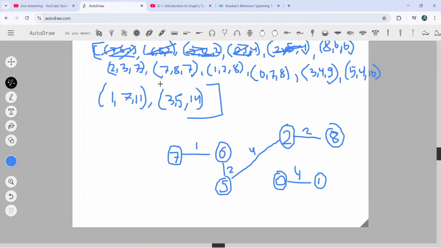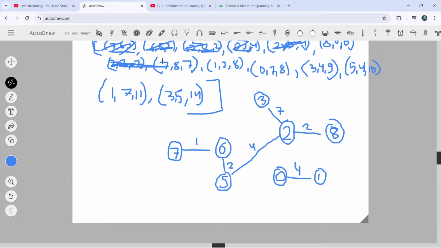The next is 2, 3, 7. 2 and 3. Okay, I can make 3 here. Mark the weight as 7. Next is 7, 8. Does it make a cycle? Yes, so it is not considered. Next is 1, 2. Does it make a cycle? No, we can consider it. Weight 8.